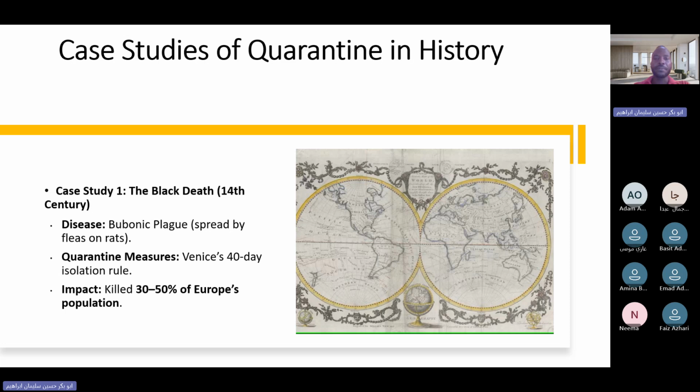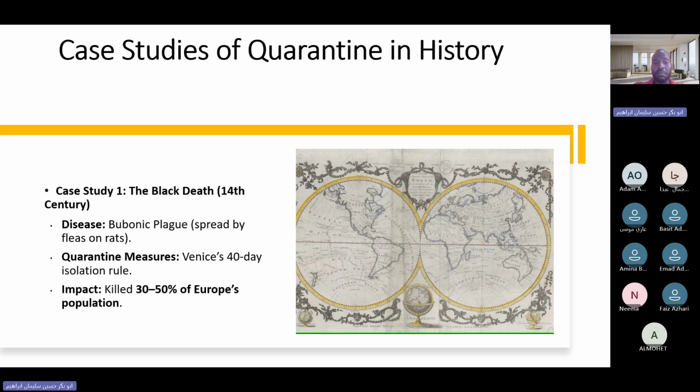Now let us see some cases of quarantine. One of them is the Black Death in the 14th century. This was caused by bubonic plague spread by fleas and rats. The quarantine measure used during that pandemic was isolation. All passengers must spend like 14 days with no contact with people, put in isolation or in a specific place with no contact with other people. This is the quarantine measure people took during the Black Death in the 14th century.